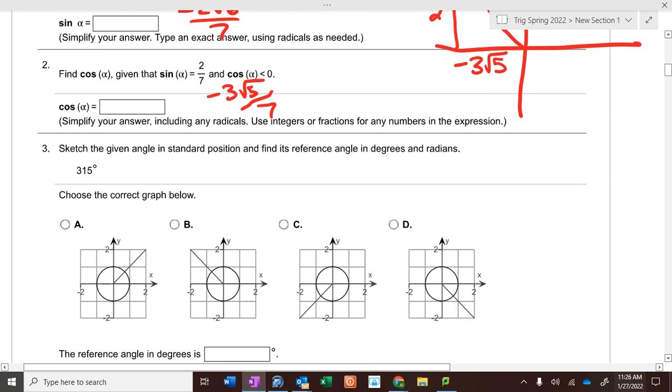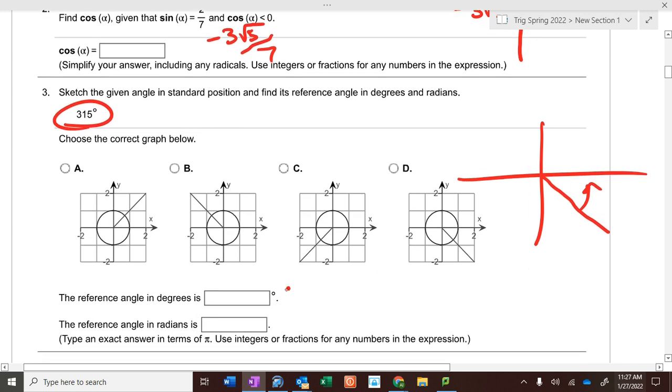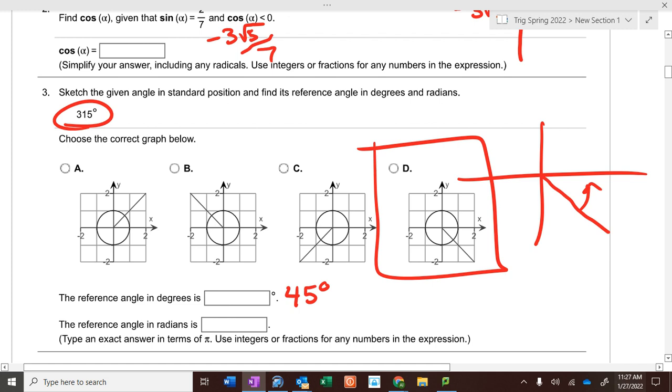Okay, reference angles. A reference angle is how far away you are from the horizontal line. Okay, that's your reference angle. So if we're talking about 315 degrees on your unit circle, you can see it is down there somewhere. Actually, more accurately, it's like that. How far away are you from the x-axis? 45 degrees. So your reference angle is 45 degrees. You're right here and you're 45 degrees. Now, what's 45 degrees in terms of radians? Pi over 4. You can get that off your unit circle.